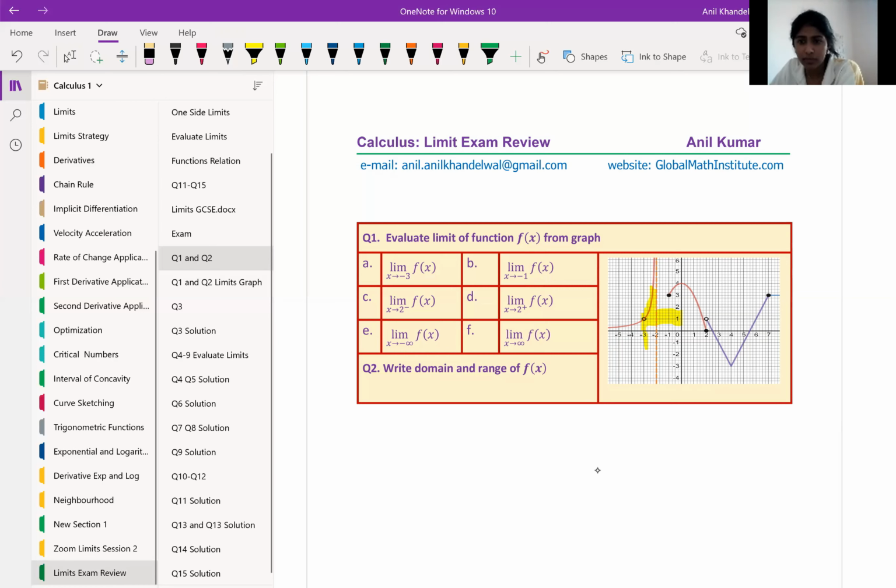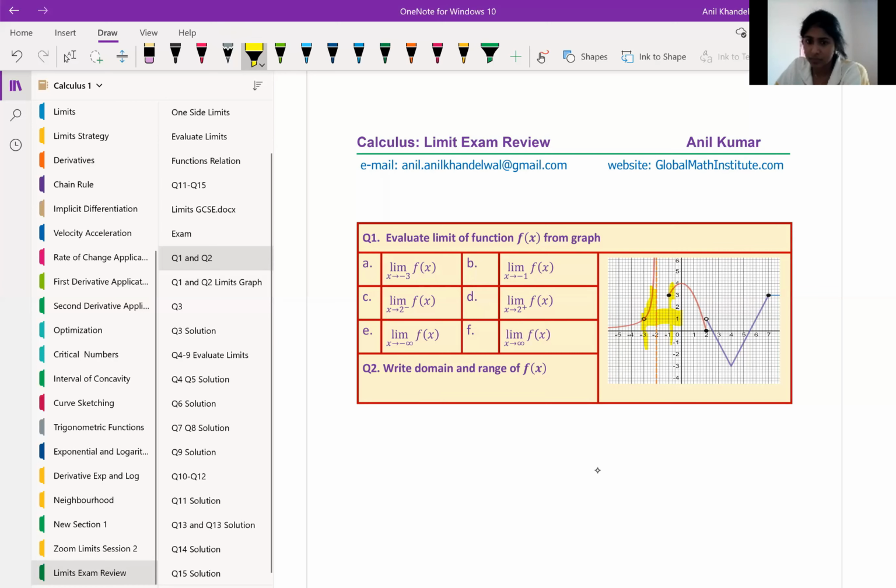For part B, what is your answer? Limit of the function when x approaches -1. Got 3. It should be does not exist. This is an endpoint. Since it is an endpoint, you cannot approach from the left side. Correct? So you can only approach from the right side. It's a very tricky question.